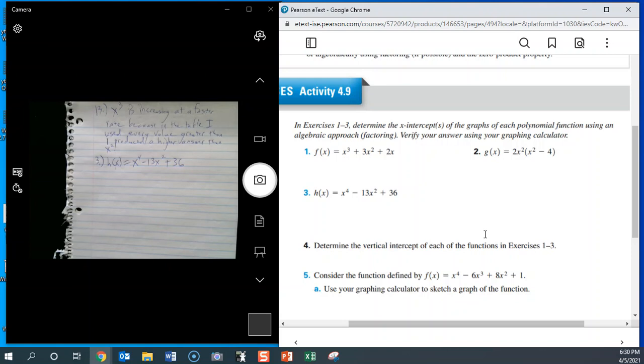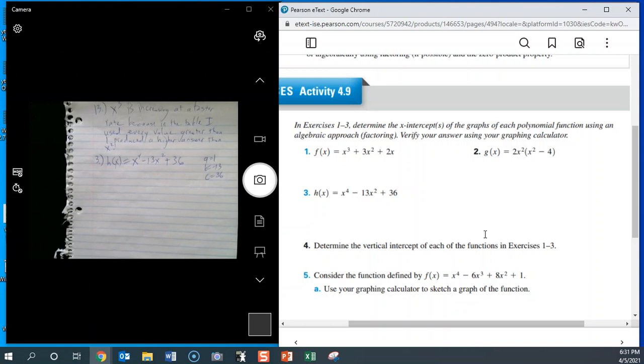Now, this is a trinomial, so we can try a couple things here. Since our lead exponent is an even number, which is x to the 4th, we could try factoring whether it was x to the 4th or not. So let's just try our regular factoring. So we're going to do a, b, and c here. A is 1, b is negative 13, and c is 36.